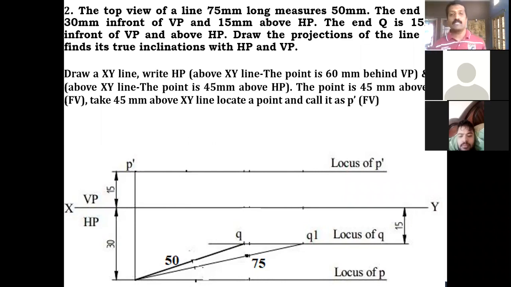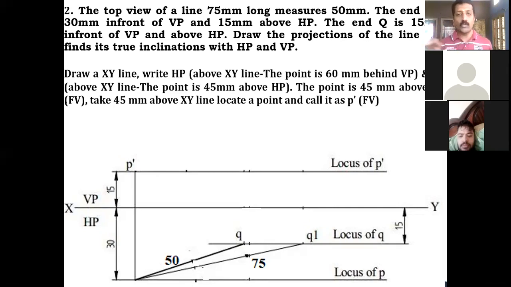So after drawing these three loci, let me take the true length. What is the true length he has given? 75 millimeter. So from P as the center and 75 millimeter as the radius, because the locus of Q we know, I'll cut this locus of Q at 75 millimeter, and I'll call it Q2 or Q1, whichever name you want. Join this P and Q1. So this is your true length diagram in the top view.